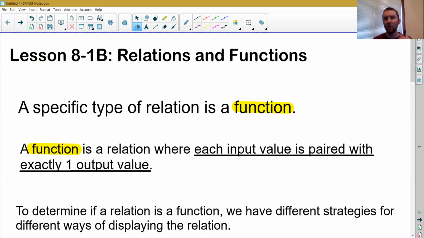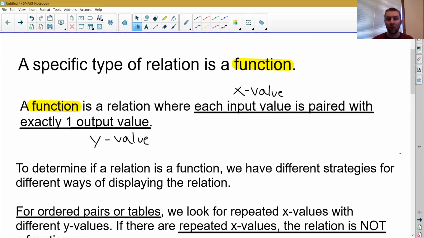It's a relation where each input value, or each domain value, or each x value, I guess we could put that here, each x value, is paired with exactly one output value, which is also known as a y value. Okay, each x value gets exactly one y value. There's no x values that have multiple different y values, and there's none that don't have a y value. So depending on how the relation is being displayed to us, we have different strategies for determining if that relation is or is not a function.